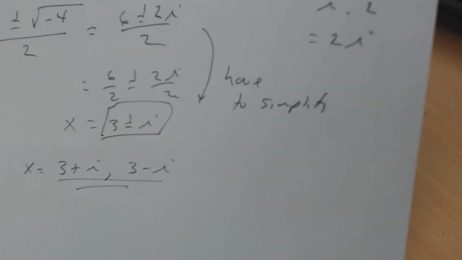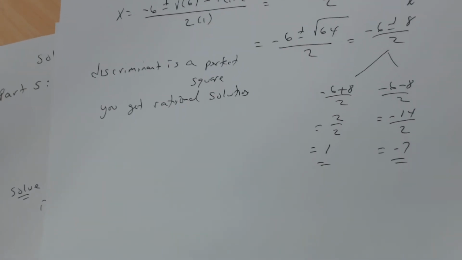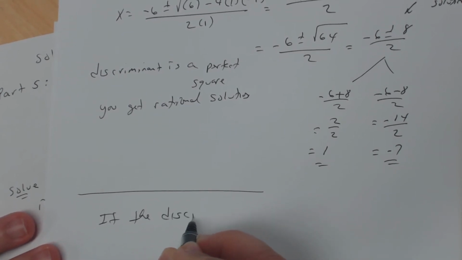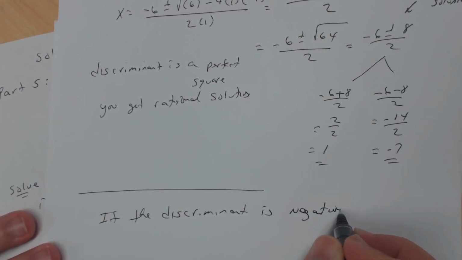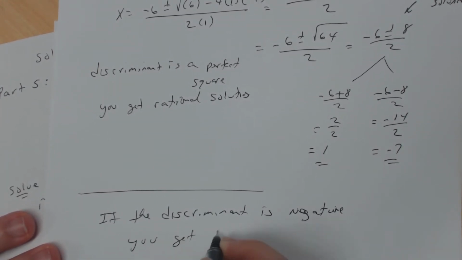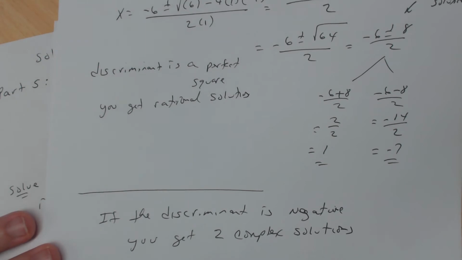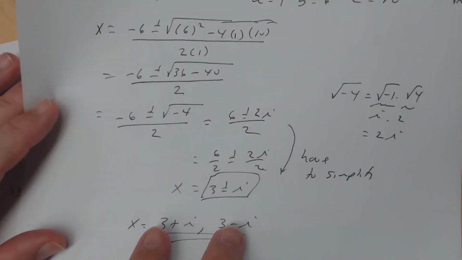So here, what I want to make a note of is this. If the discriminant is negative, all right, if the discriminant is negative, you get two complex solutions. Two complex solutions. So notice right here, discriminant is negative. You got two complex solutions.